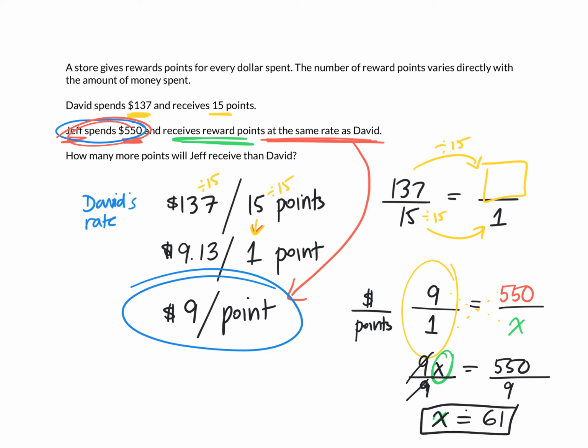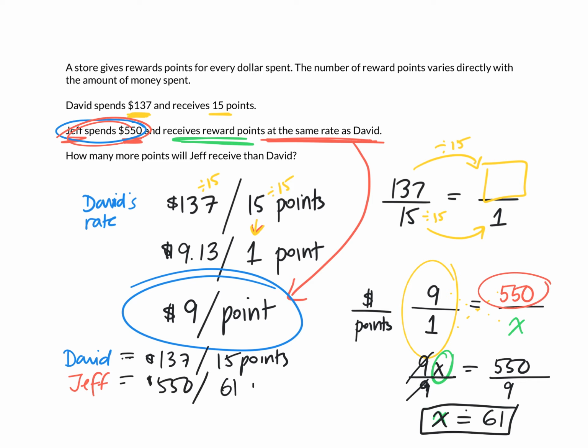So what that means is that David spent $137 for 15 points, okay? And Jeff spent, what did he spend? Remember, he spent $550 and he received 61 points because he was getting points at the same rate as David. Now, we didn't answer the question yet. The question says, how many more points will Jeff receive than David?